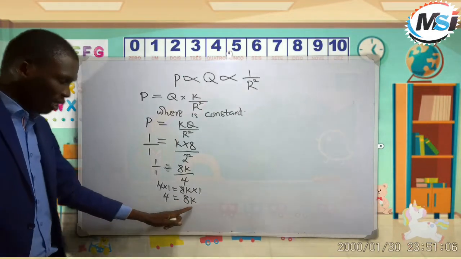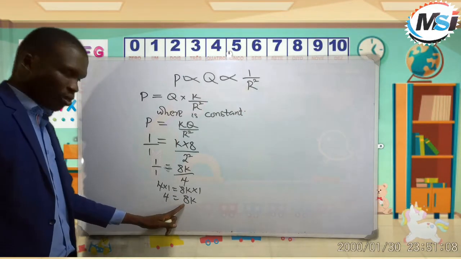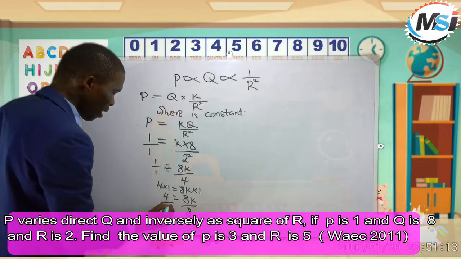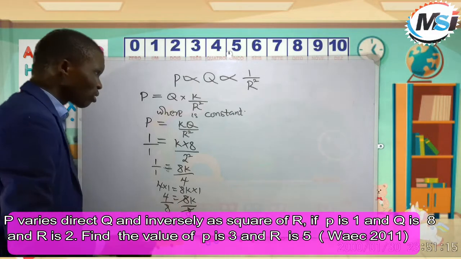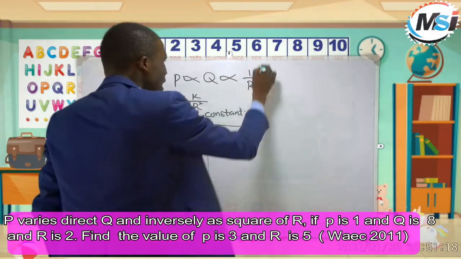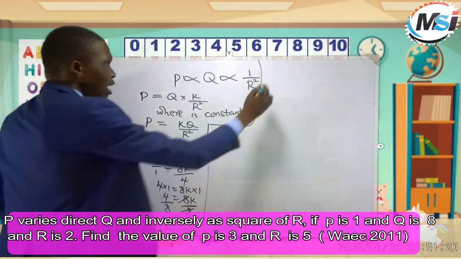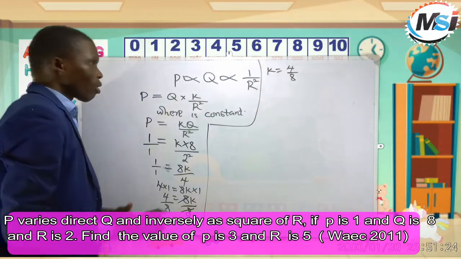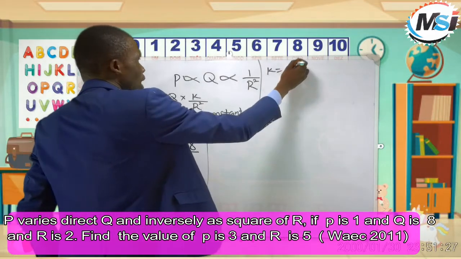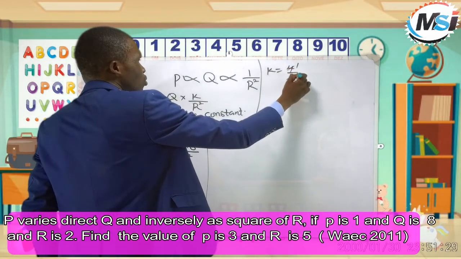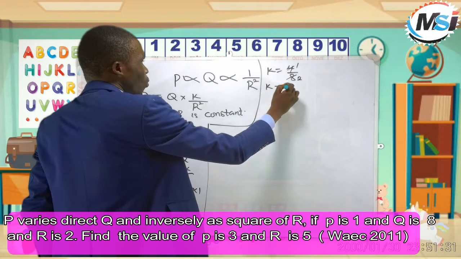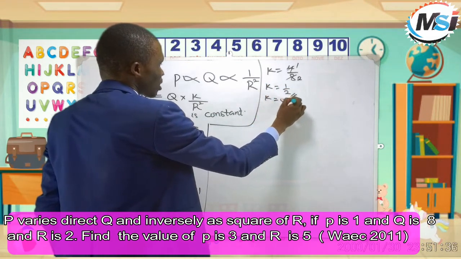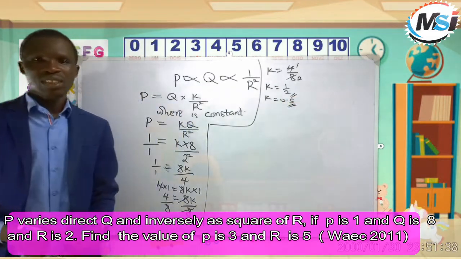Now, you are looking for K here, so what will you do? You divide both sides by 8. This 8 will cancel this 8. Now, from here, we can say K equals 4 all over 8. We can still break it down: 4 divided by 4 is 1, and 8 divided by 4 is 2. So K will give us 1 all over 2, which will give us what? 0.5. So I believe you understand that.